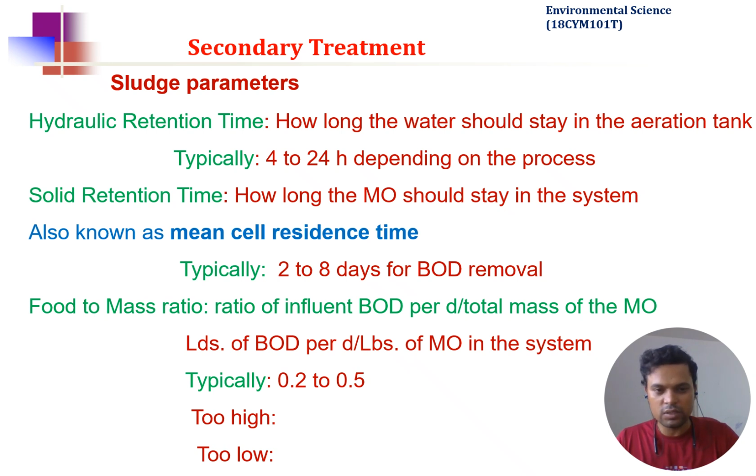Okay, food to mass ratio. The ratio is equivalent to BOD per day per total mass of microorganisms. So basically, how much BOD or organic molecules you have in the wastewater, divided by how much microorganism mass you need. Typically it varies between 0.2 to 0.5, and I told you this is because the range starts from 2000 to 4000 milligrams per liter. So that's why it varies so much. It cannot be too high, it cannot be too low.